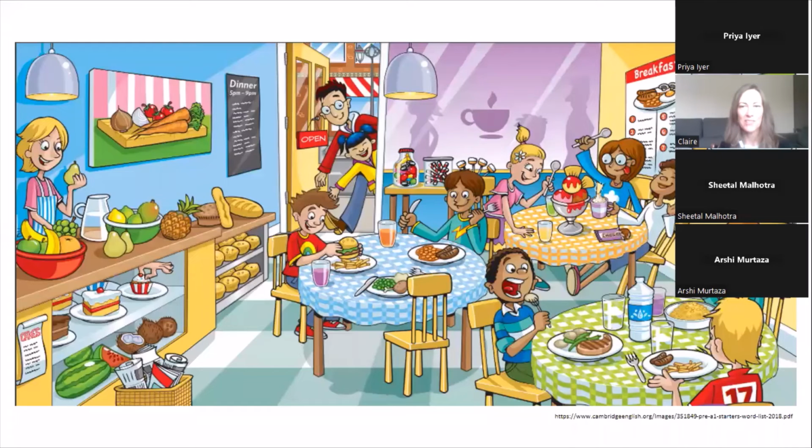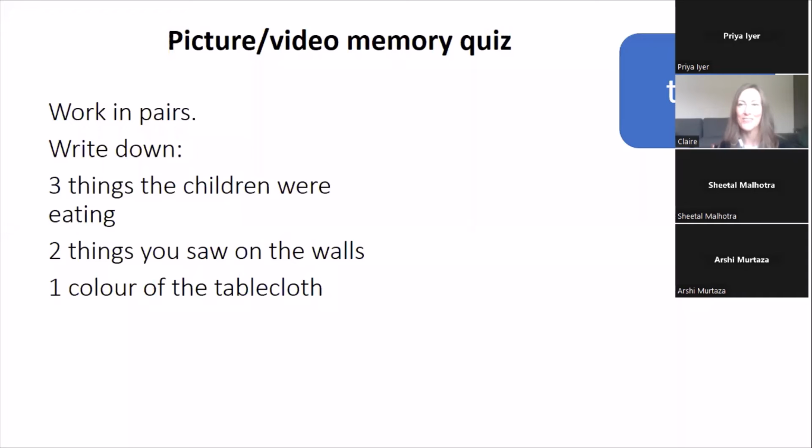And the image will disappear in 3, 2, 1. Right. So I would like you to write down 3 things from the image that the children were eating, 2 things that you saw on the walls. And there were tablecloths that had different colours. I'd like you to write down 1 colour of a tablecloth.